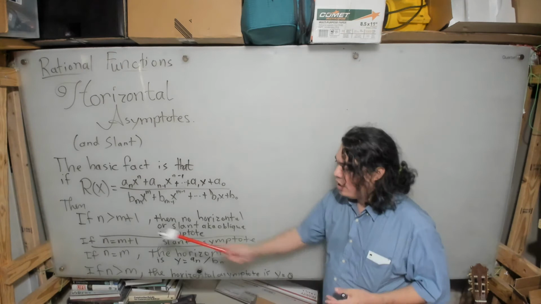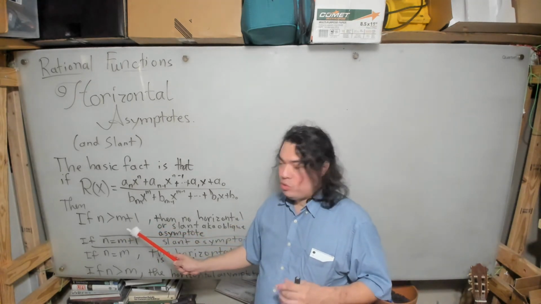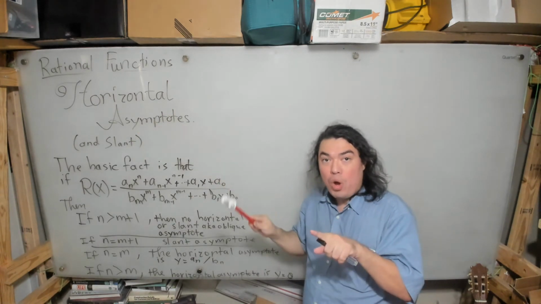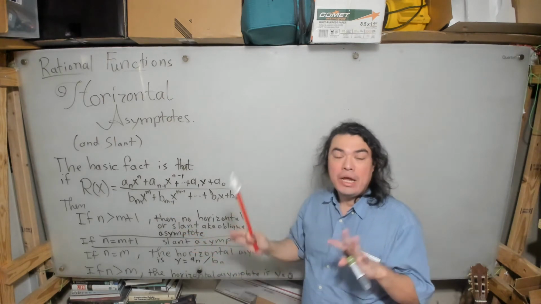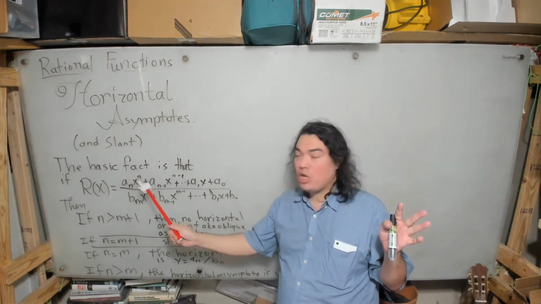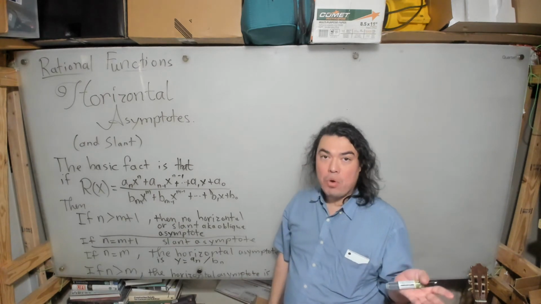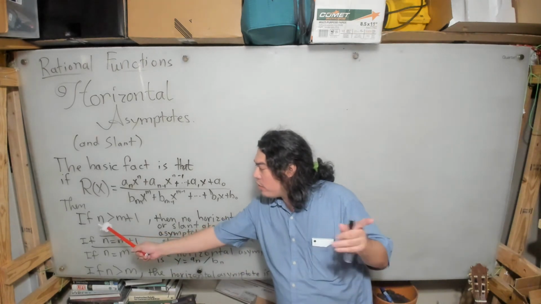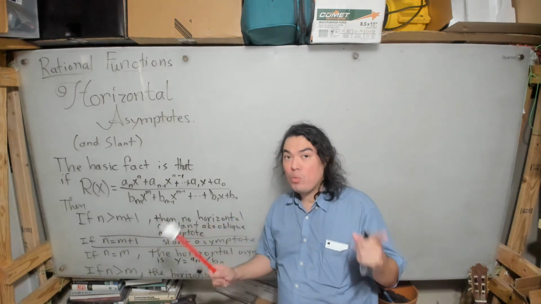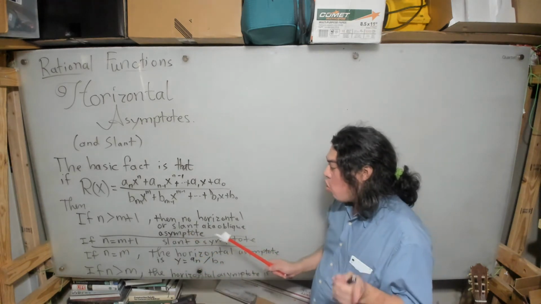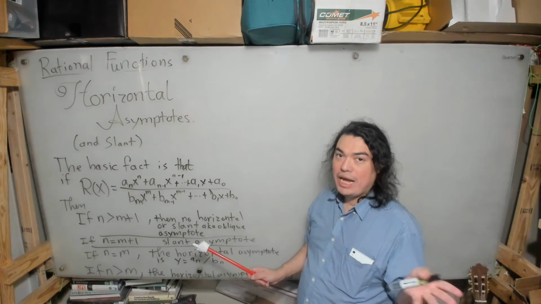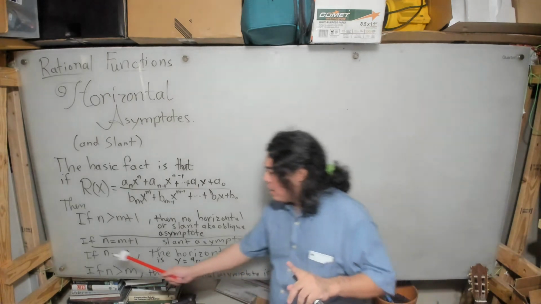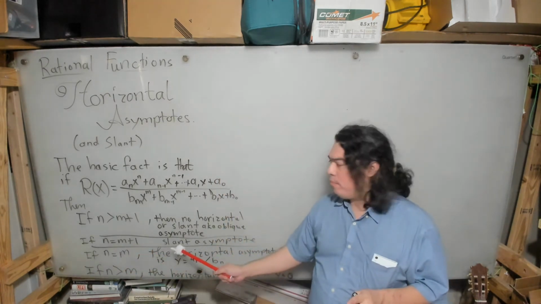If n is bigger than m plus 1, what does that mean in plain terms? That means that the degree of the polynomial on top is more than 1 greater than the degree of the bottom. So for example, if the degree of the bottom was 2, the degree of the top would have to be at least 4, because 4 is more than 2 plus 1, which would be 3. So in the scenario that the degree of the top is greater than the degree of the bottom by more than 1, then no horizontal or slant, also known as oblique, asymptote will exist.